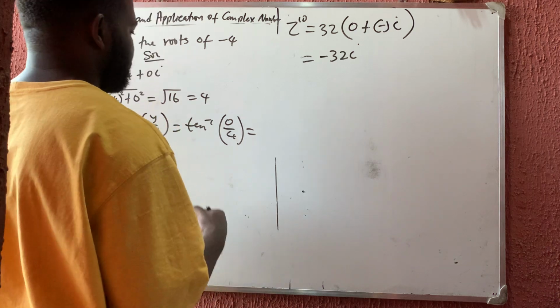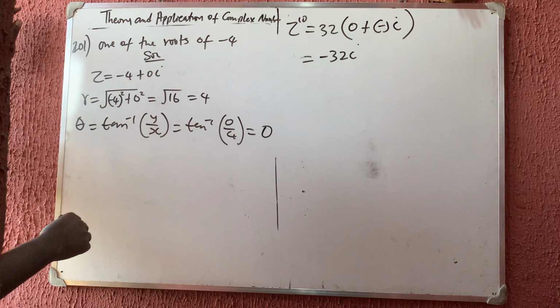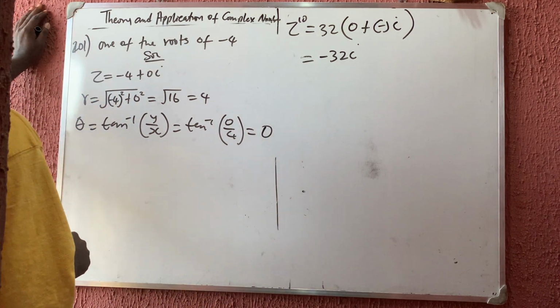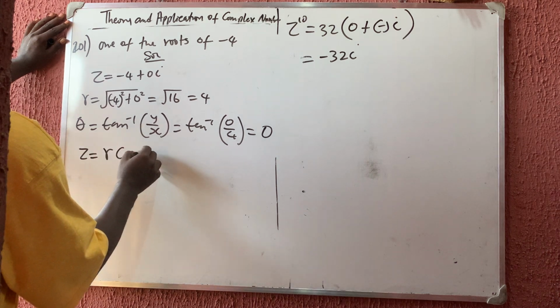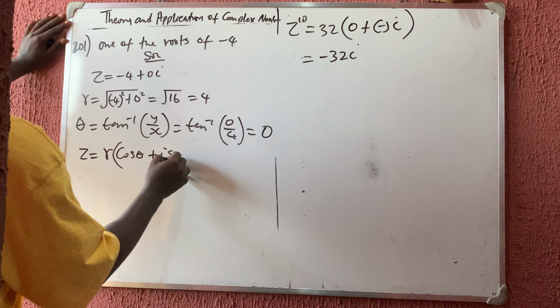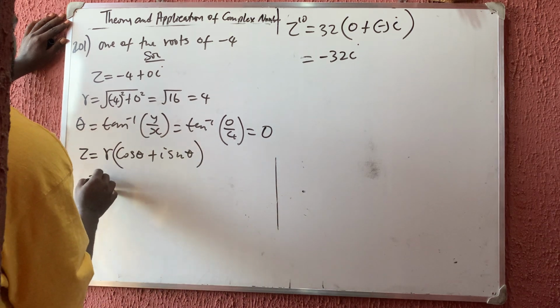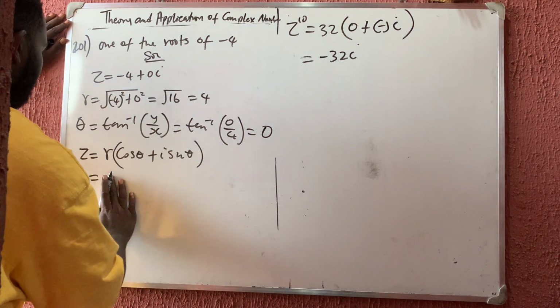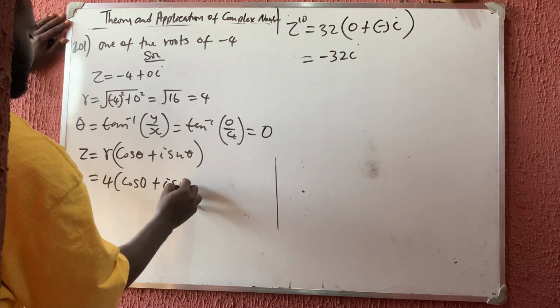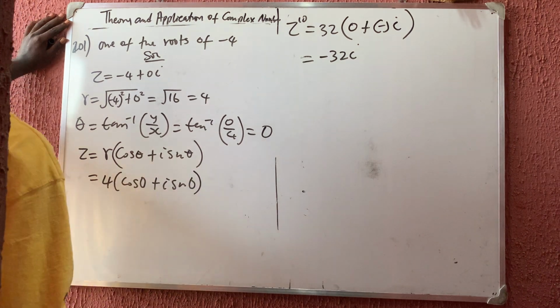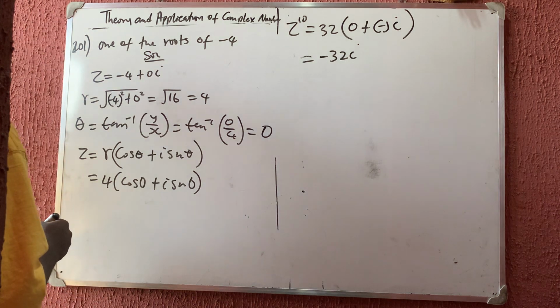Tan inverse of 0 is 0. So we have that z is equal to r(cos theta plus i sin theta), which is equal to 4 in brackets of cos 0 plus i sin 0.